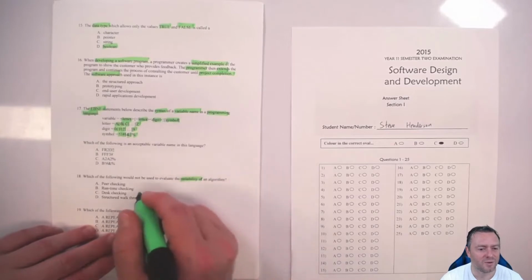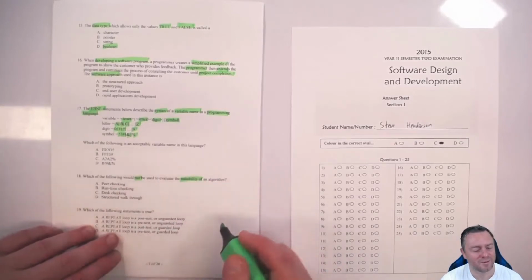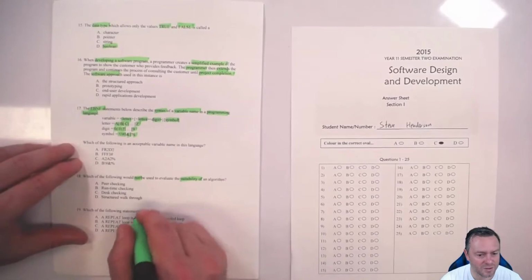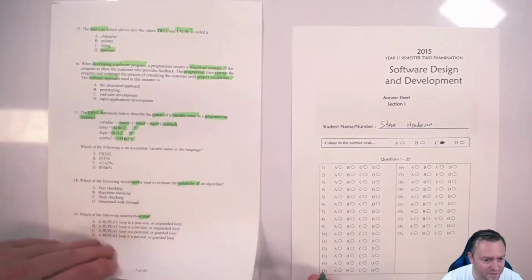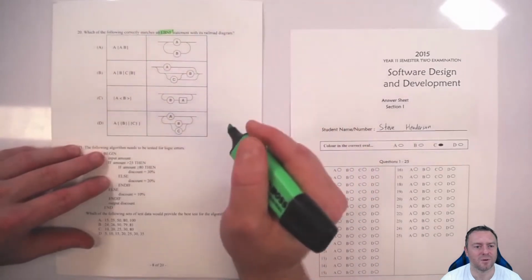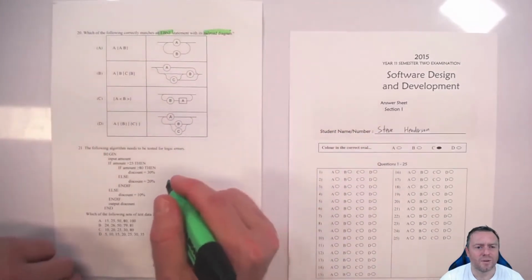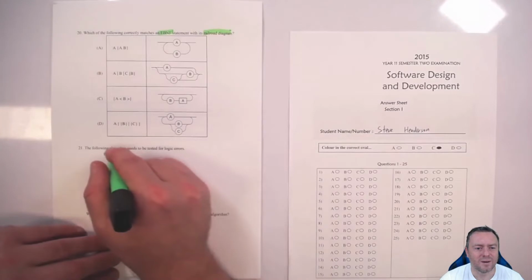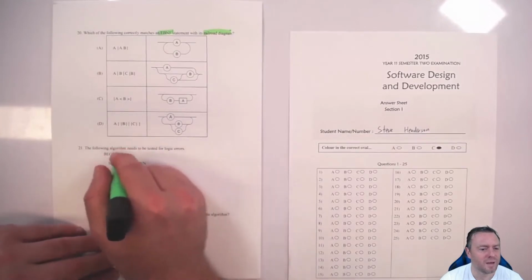I probably didn't need to highlight all the terminating values, but just have it. Then the suitability of the algorithm, and then we've got a repeat until loop down the bottom there. Which of the following matches an EBNF and a railroad diagram? That'll be fun coming back to it.